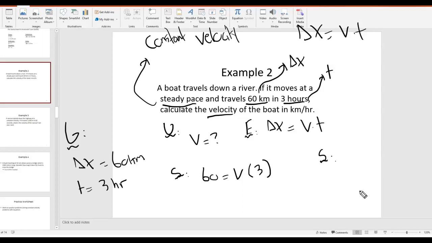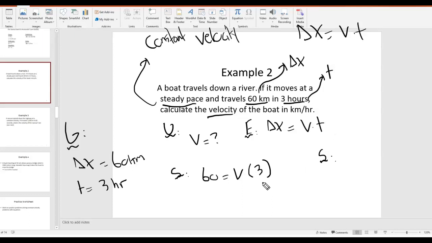So here's how you do this. We have the equation 60 equals v times 3. What you want to do is ask yourself, what is being done to my variable? What is being done to v? Okay, the answer is v is being multiplied by 3. Now remember that we want to undo anything that's being done to the variable. What is the opposite of multiplied by 3? Okay, hopefully you said divide by 3.